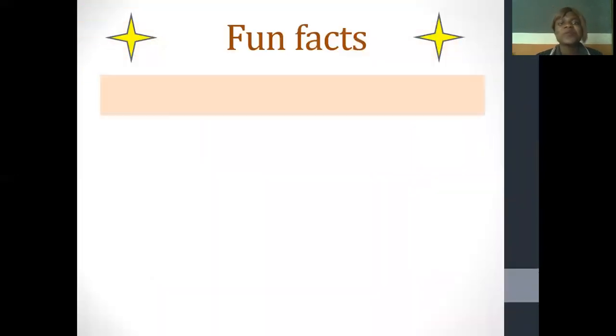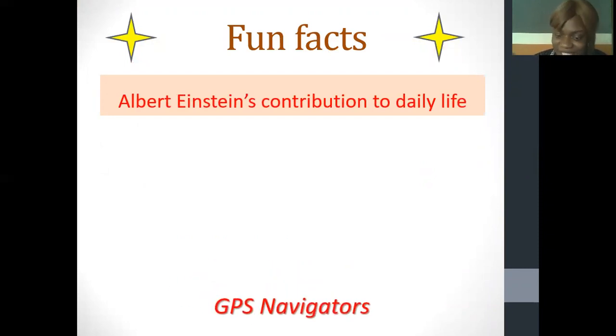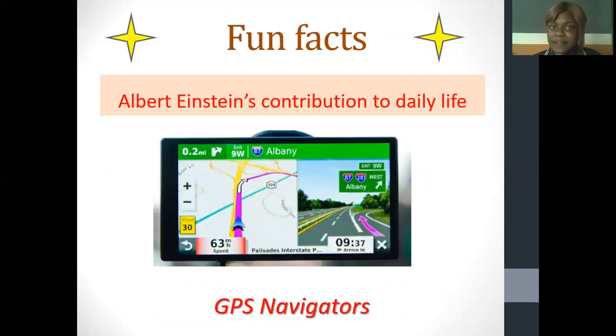First of all, let's talk about Albert Einstein's contribution to daily life. Have you heard of a GPS navigator? Some of us have heard about Google Maps, even though we don't drive. Our parents probably drive, and they might use Google Maps. You use it to find your way. Sometimes you're going to a place you've not been to before, and you just have the address, and you use Google Maps to locate that place.